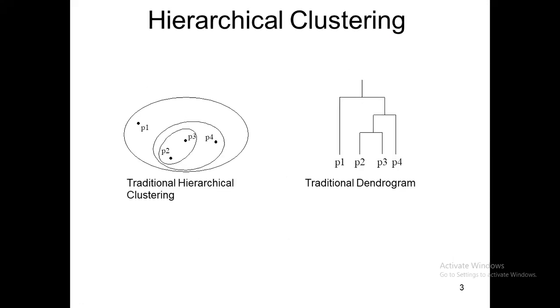So partition clustering, and second is hierarchical clustering. I already told, right? Traditional hierarchical clustering, there are two methods: traditional hierarchical clustering and the traditional dendrogram. So what is the traditional dendrogram and traditional hierarchical clustering? So we also understand this concept that traditional hierarchical clustering, we can say it's a method of clustering data points into groups based on similarity.